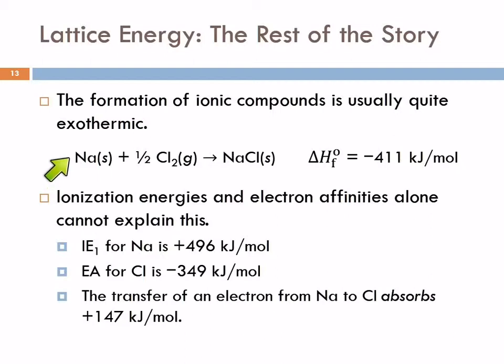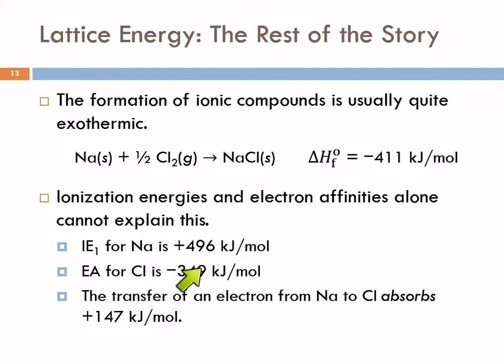Well, in this process, a sodium atom is becoming an ion. That involves an ionization energy. That first ionization energy for sodium is plus 496 kilojoules. So you have to put 496 kilojoules of energy in to get that electron off of the sodium. And if we look at the electron affinity for chlorine, this is going to offset that, but not completely. That's only going to evolve 349 kilojoules of energy.